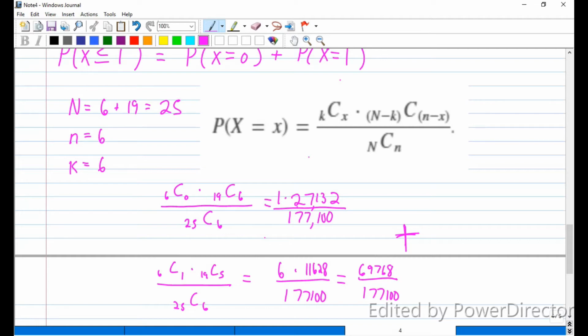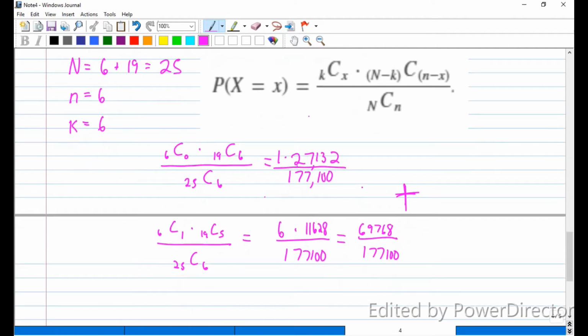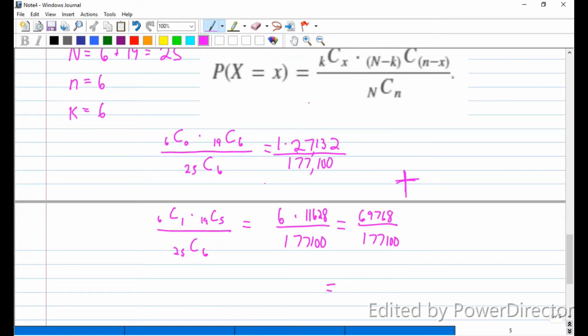So I need to add those two answers together. When you add those two answers together, you just add the numerators because they have the same denominator. You will get 96,900 over 177,100. So you divide that and you can get an approximation. That's the exact answer. Really, you could simplify, cancel those zeros out, but I'm not going to do that.